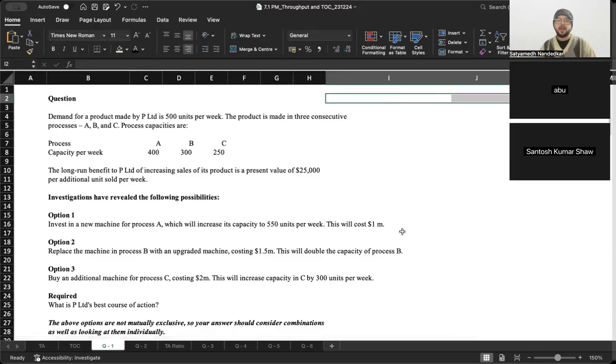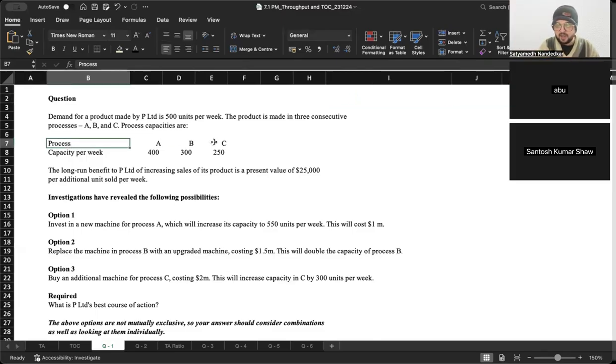Look at the question. Demand for a product made by P Limited is 500 units per week. The product is made in three consecutive processes A, B, and C. Three consecutive, one consecutive means one after the other. First A, then B, then C. The process name is given to you and they have given you the capacity per week.